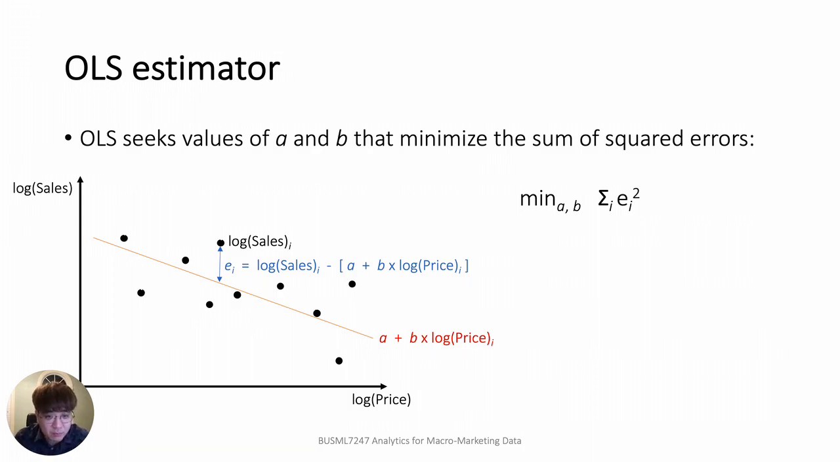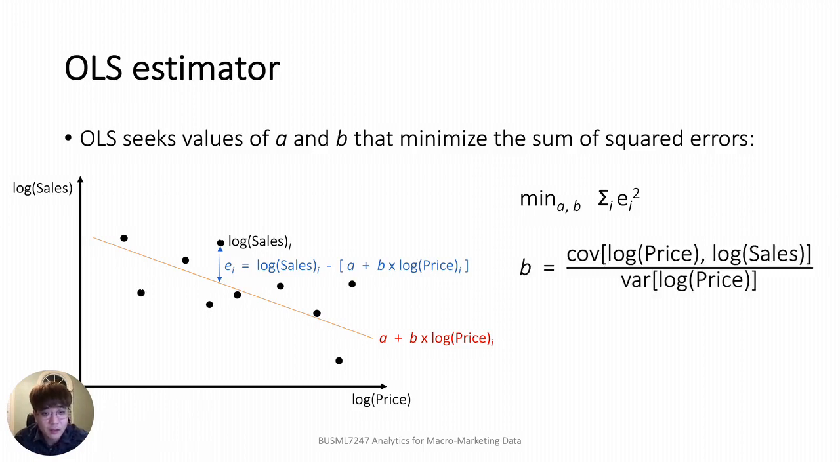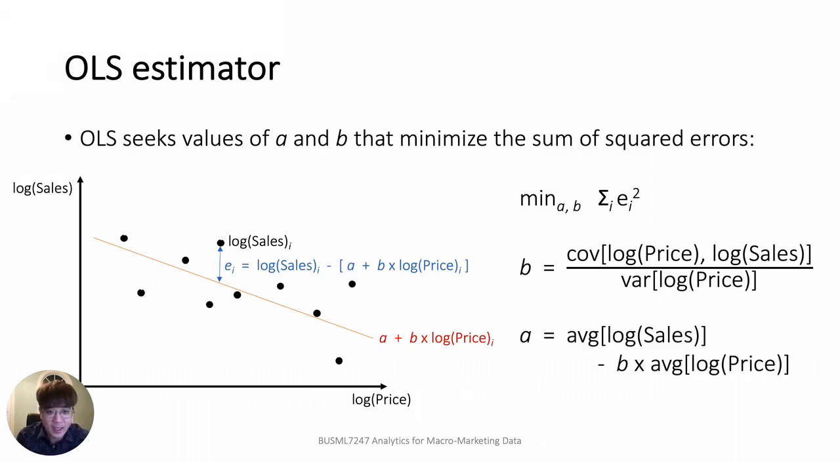This minimization problem can be analytically solved. The solution is that B is given by the covariance of the independent and dependent variables over the variance of the independent variable. And A is given by the sample average of the dependent variable minus B times the sample average of the independent variable.